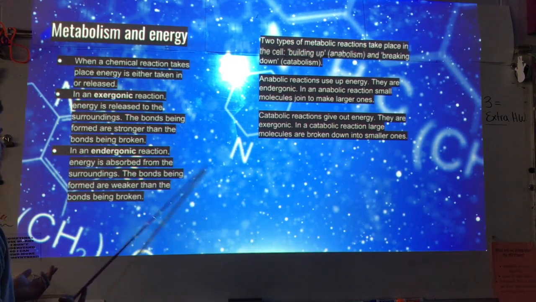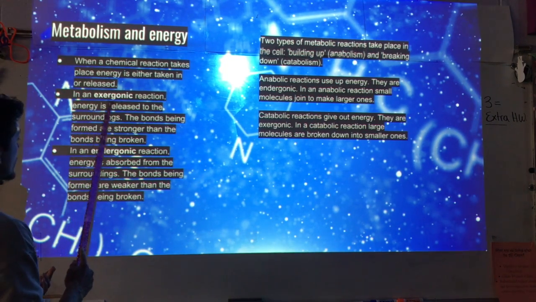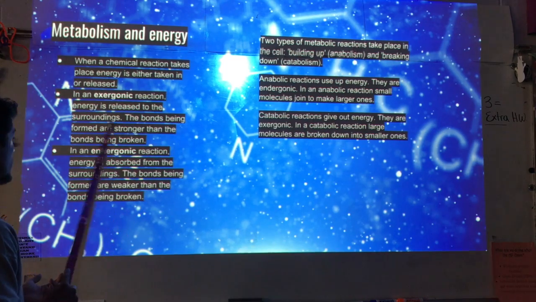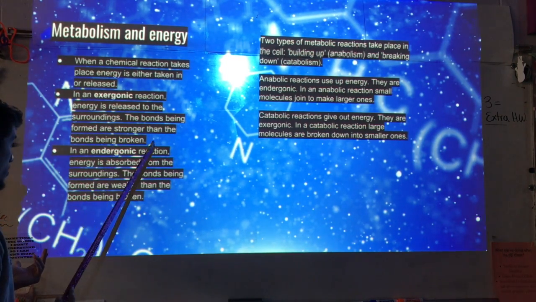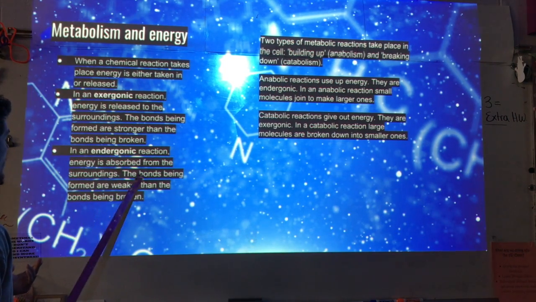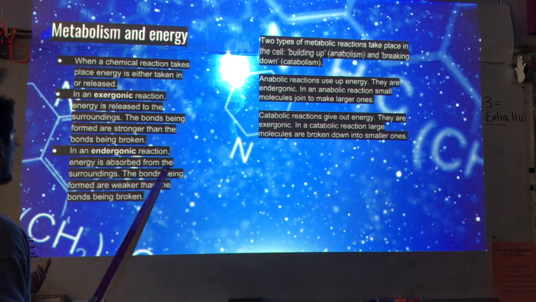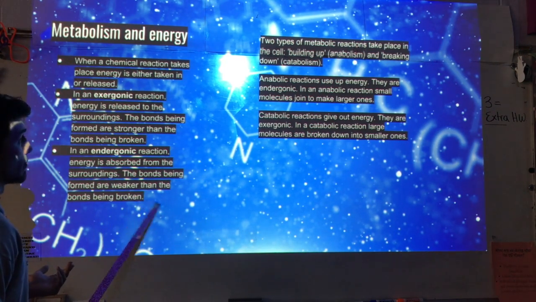Now, your two vocab words for this are exergonic and endergonic. In an exergonic reaction, the energy is released to the surroundings. The bonds being formed are stronger than the bonds being broken. So that's important to remember and associate with exergonic. In an endergonic reaction, energy is absorbed from the surroundings. The bonds being formed are weaker than the bonds being broken.